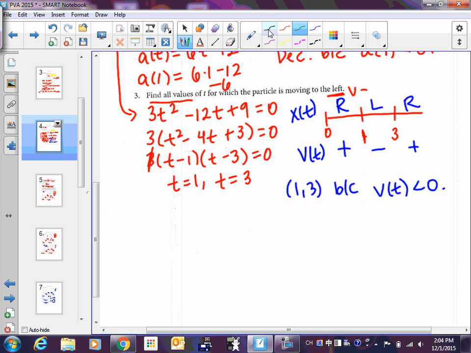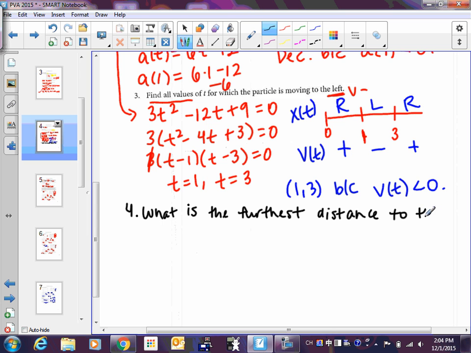All right, now you have some handwritten problems on your paper, and I'm going to have to write them on here. So here's the question. What is the furthest distance? I can talk a lot faster than I can write. The furthest distance to the right that the particle travels. Now, I have left off some information that you actually need.